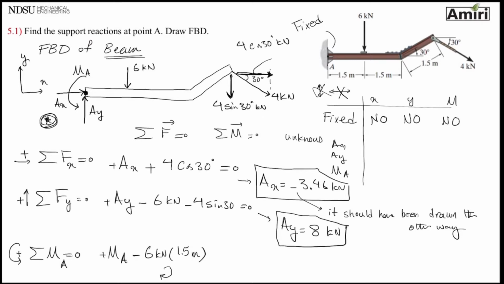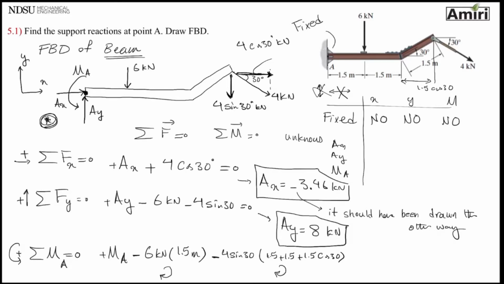Keep going forward, I see the 4 sine 30, so there's a 4 sine 30 at a distance of, that distance is a little bit tricky. So this one here is 1.5 cosine 30. So it's 1.5 plus 1.5 plus 1.5 cosine 30. And this is also trying to rotate the beam this way. So I'm going to put a negative there.